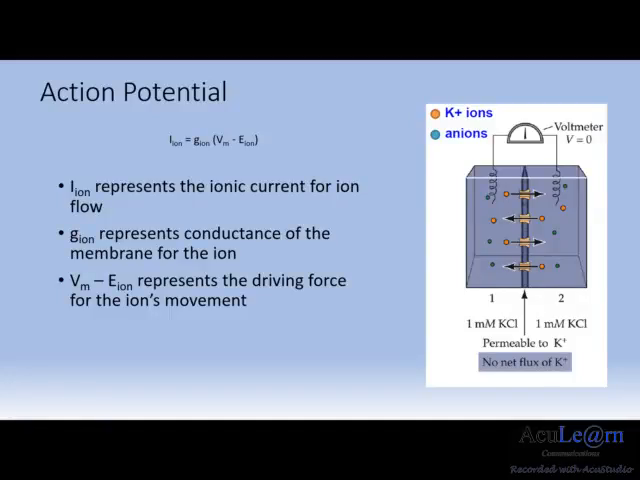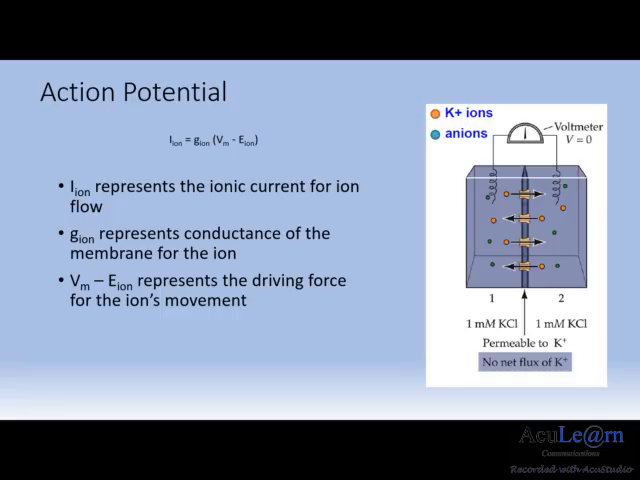The flow of ions across the membrane can be established through the equation I_ion equals G_ion (Vm minus E_ion). I_ion is the ionic current, which is the flux of ions moving in and out of the membrane. For example, the net movement of potassium ions can be represented by IK. This ion movement is related to the conductance of the membrane, which is proportional to the number of open ion channels across the membrane. This is represented by G_ion.